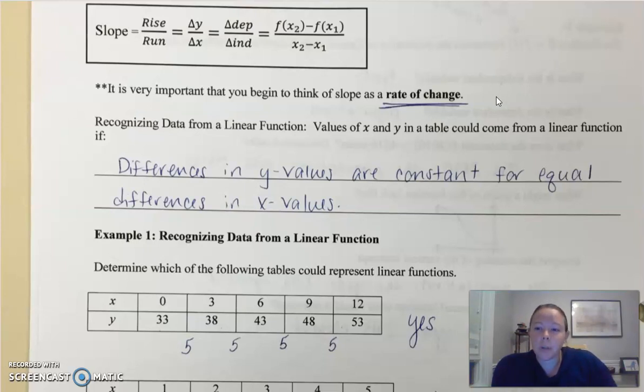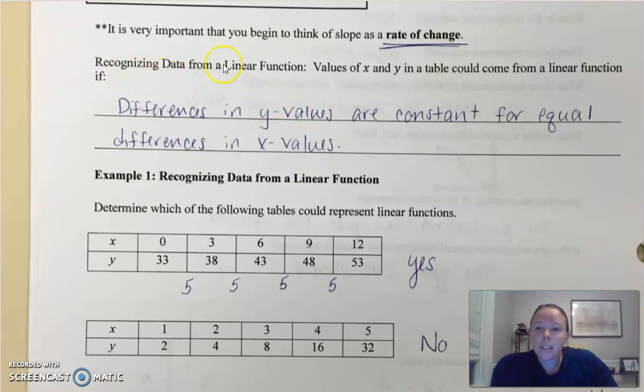worded, right? So recognizing data from a linear function, values of x and y in a table could come from a linear function if, and you guys know this, the differences in y values are constant, but this is really important, for equal differences in x values. You're going to see a lot of tables in this class, and especially in your book, they're going to mess with you a little bit, and they might not always go in the same increments for x. So just be very careful, because it still could be a linear function.